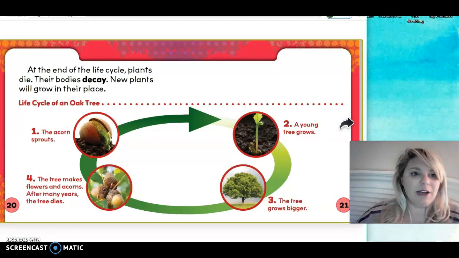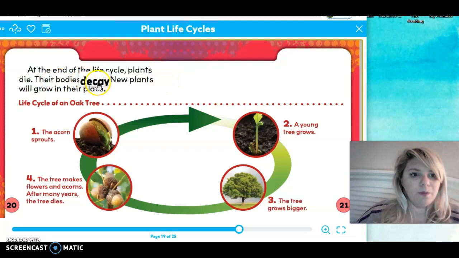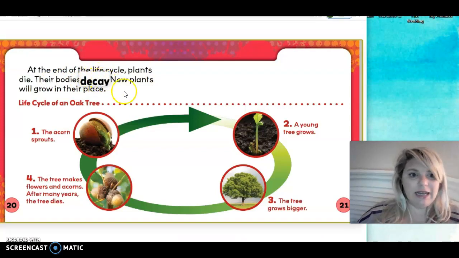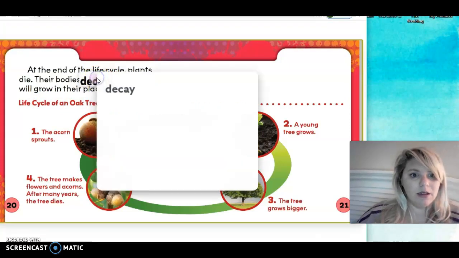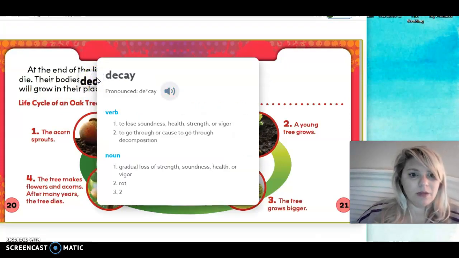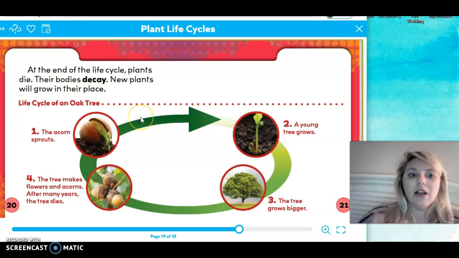At the end of the life cycle, plants die. Their bodies decay. I think I've heard that word before. Let's take a look in just a second. New plants will grow in their place. So decay: to lose soundness, health, strength, or vigor; to go through or cause to go through decomposition; gradual loss of strength, soundness, health, or vigor; or to rot. So their bodies decay, they start to rot and die.